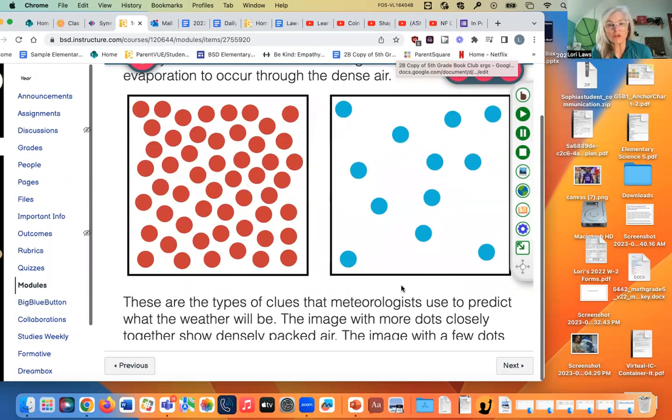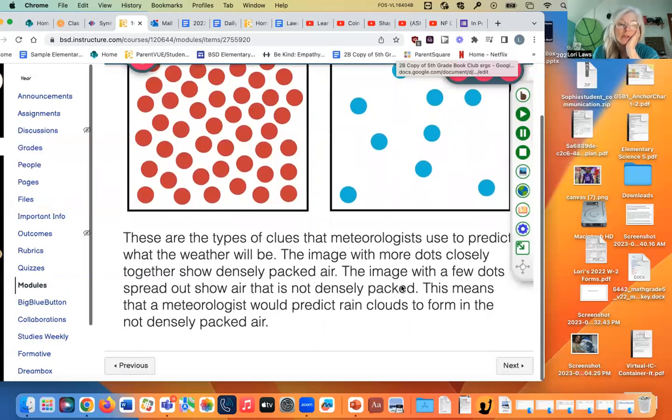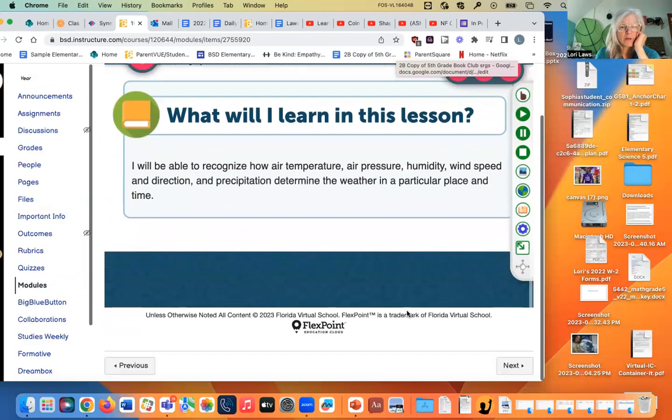So this is kind of like a picture of water molecules in the air. These are the types of clues that meteorologists use to predict what the weather will be. The image with more dots closely together shows the densely packed air without room for water droplets. The image with a few dots shows a low pressure system where it's not densely packed. This means that a meteorologist would predict rain clouds to form in the not densely packed air. So low pressure leaves room for water and weather. High pressure is so tight that it can't fit. That's an interesting way of looking at it.